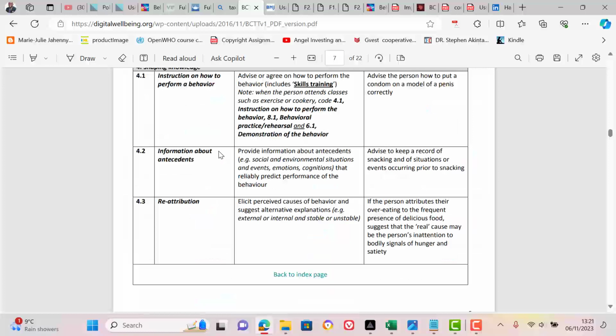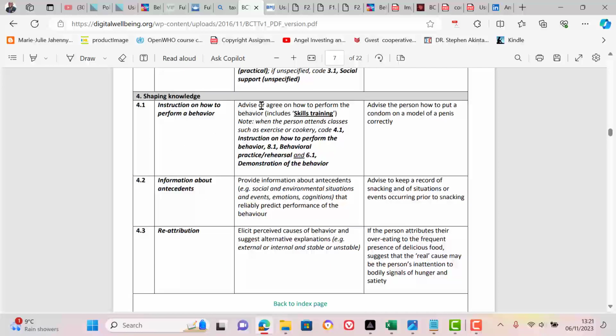So if I click on that, you have an example here on how you can actually do it. For example, advise the person how to put on the condom. So now in our own context here, it is to advise the woman on the need for antenatal care. Show her how to use the antenatal card for her appointments and to set a reminder about going for her malaria check. So you set instruction on how to perform a behavior.